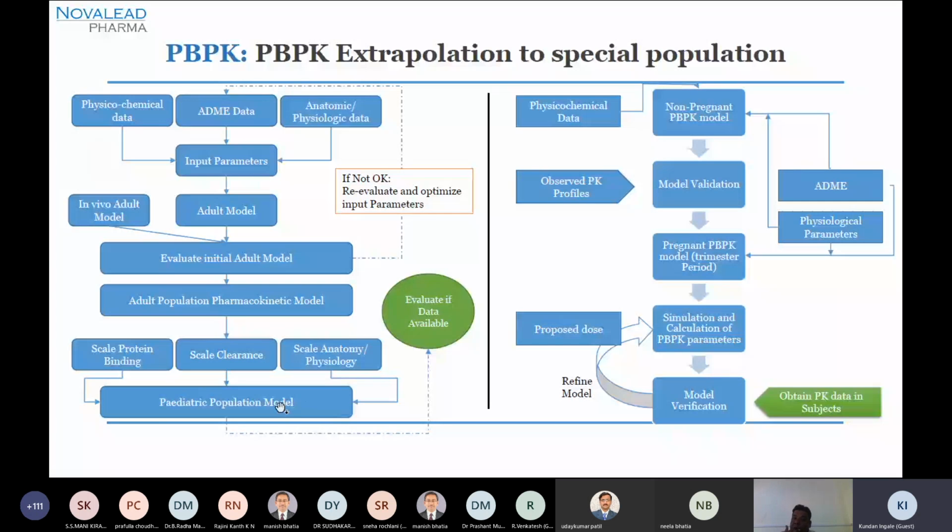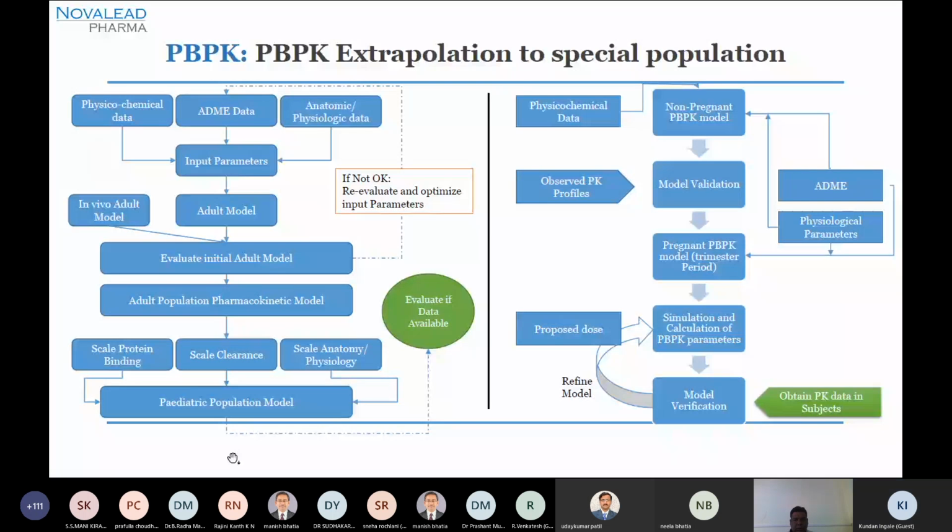Now when we are going from the adult model to the pediatric model, what would be the changes? A typical question I anticipate is which physiological parameters are going to change. It is in terms of organ volumes, the tissue composition would be changing, the flow rates would be different, and that's how, once we have validated it, it could be further translated to the pediatric population.